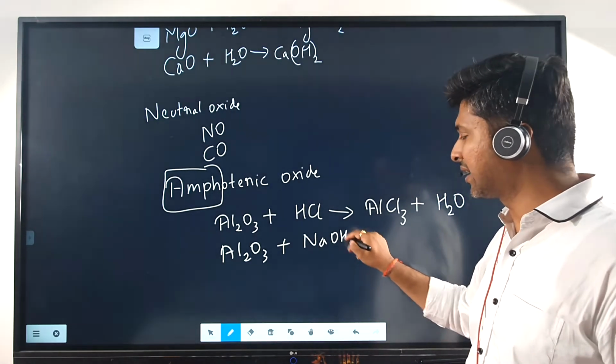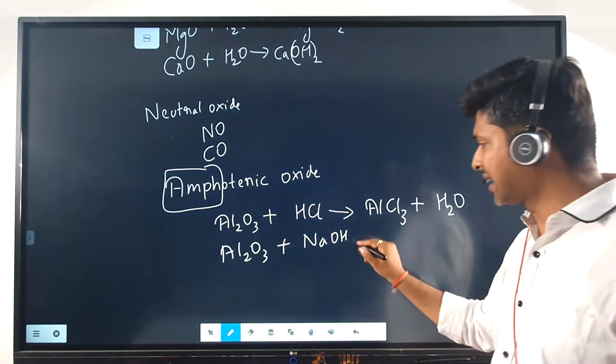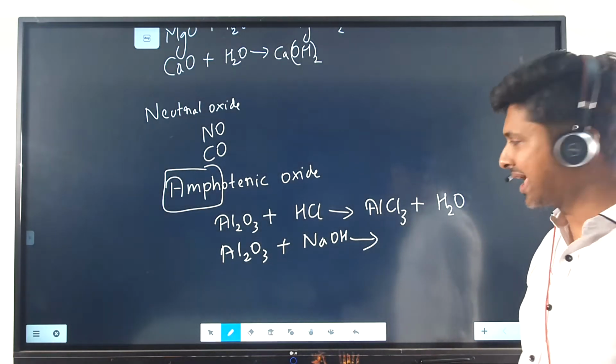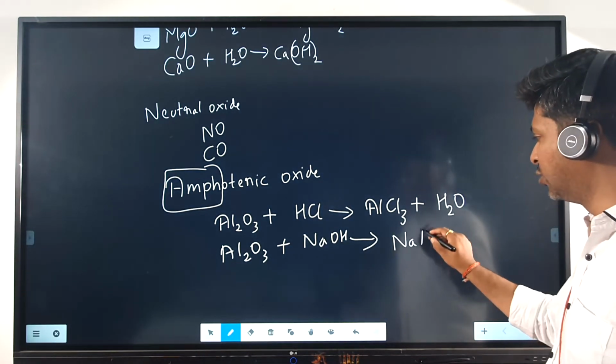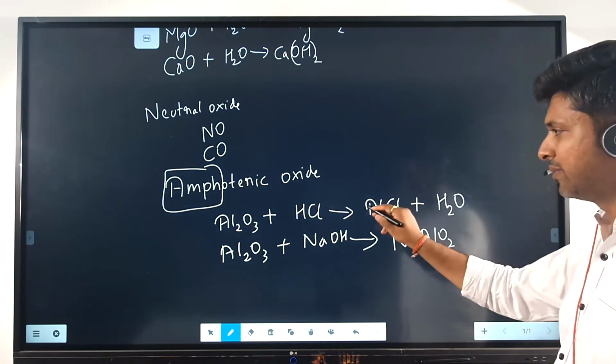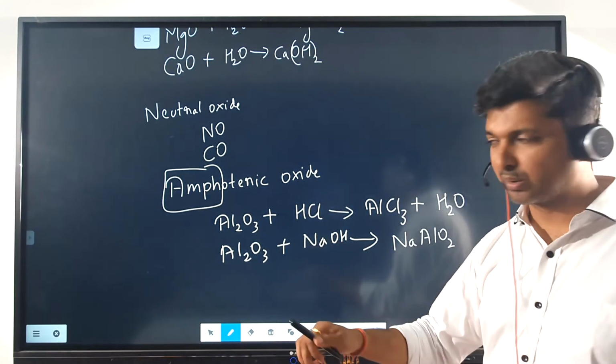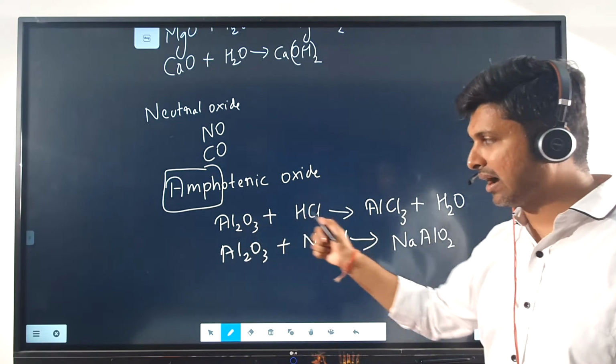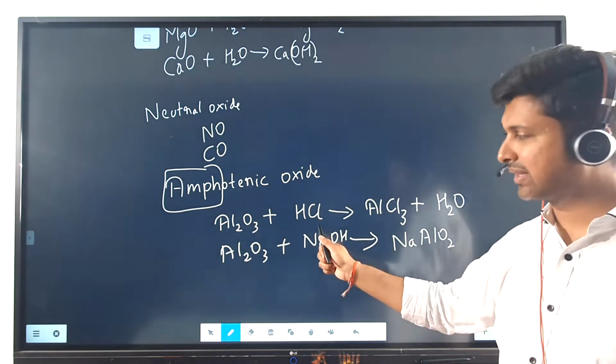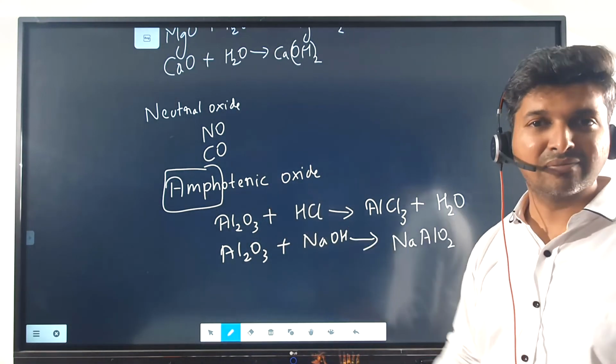Here it was reacting with an acid. Now here it is reacting with a base. So here you will get NaAlO2, sodium aluminate, and there you got AlCl3. So you can see that what I wanted to prove is that Al2O3 can react with an acid as well as a base, hence it is an amphoteric oxide.